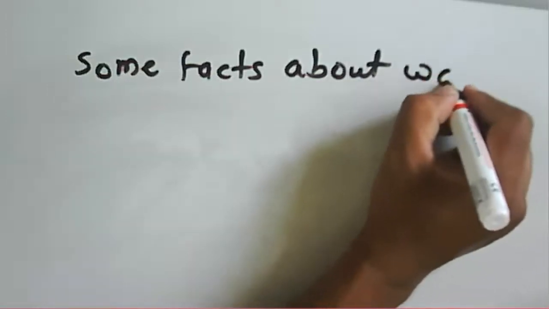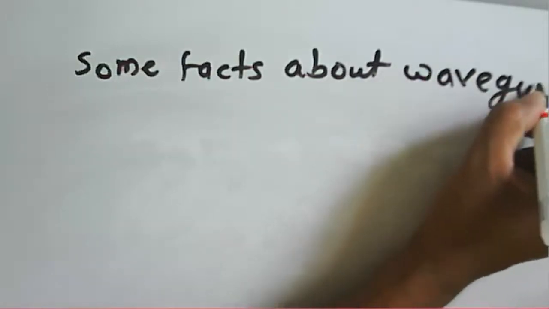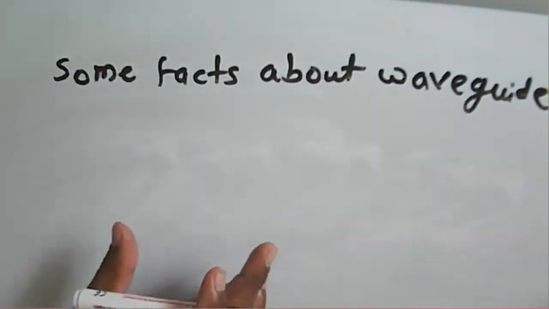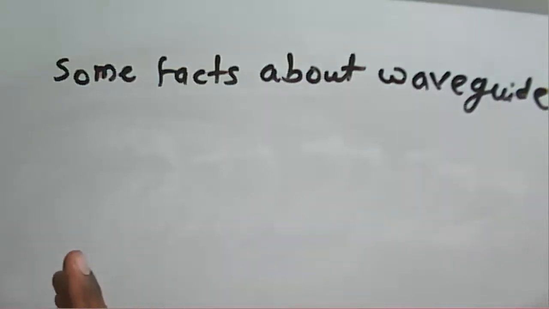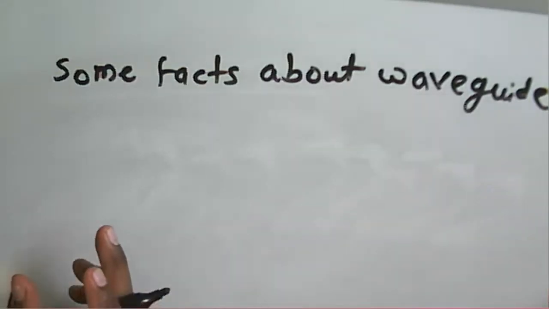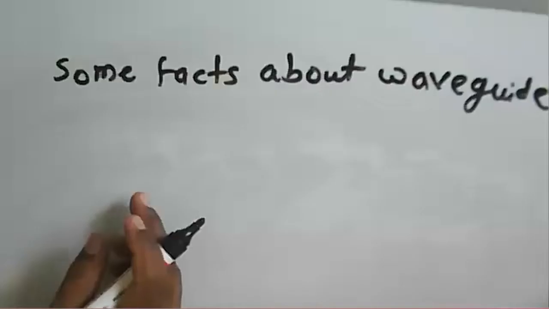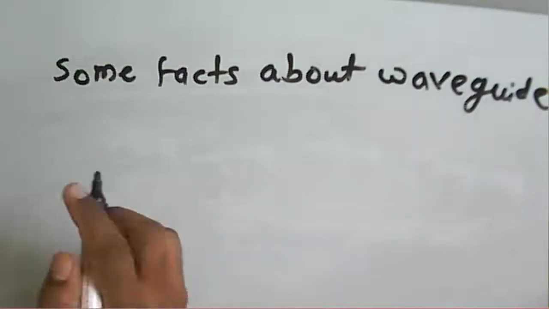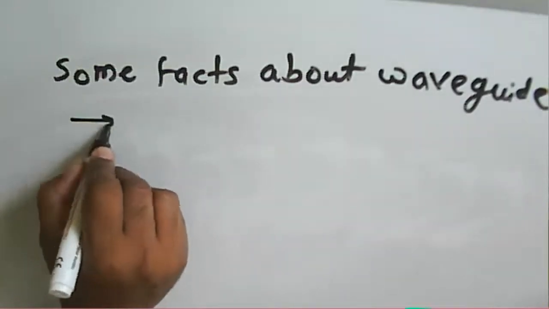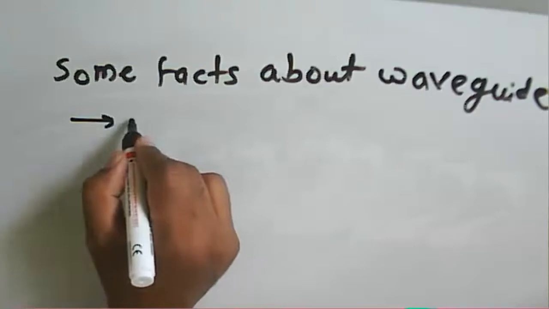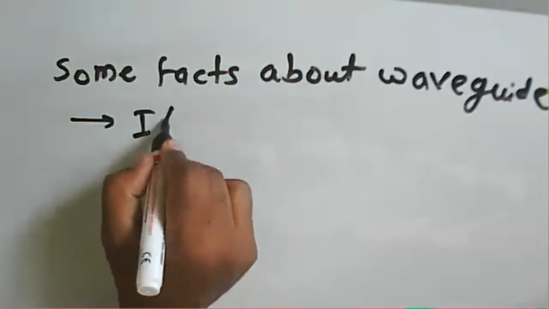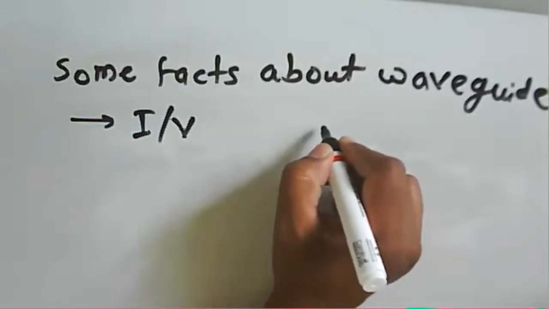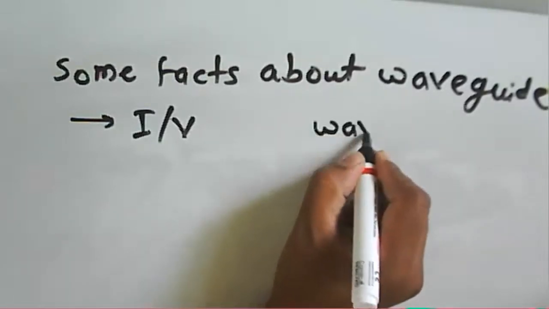Facts about it. As we have mentioned earlier, that is about the characteristics or some facts about the waveguide. Generally, in a two-wire line or a coaxial cable, the propagation is in the form of a current or a voltage. But in the case of a waveguide, it is propagating in the form of a wave.